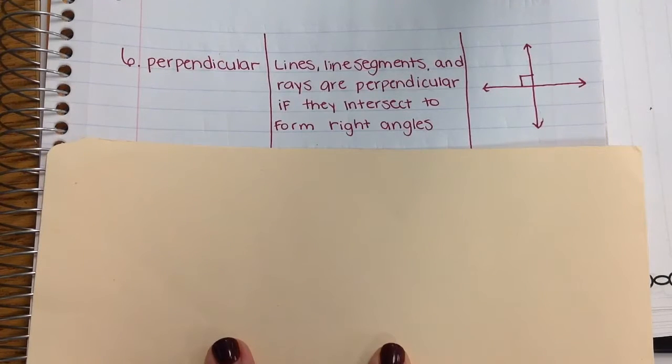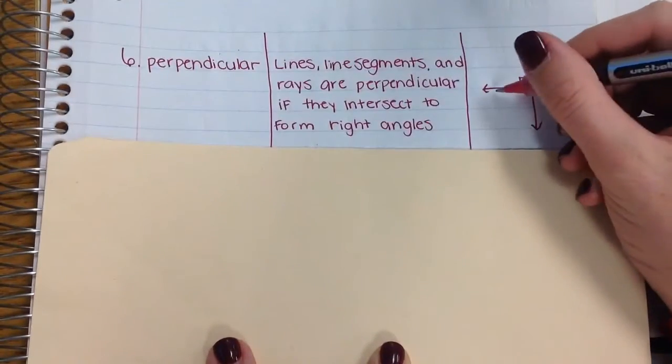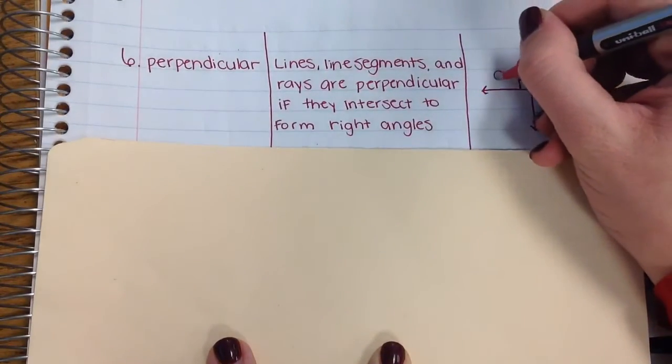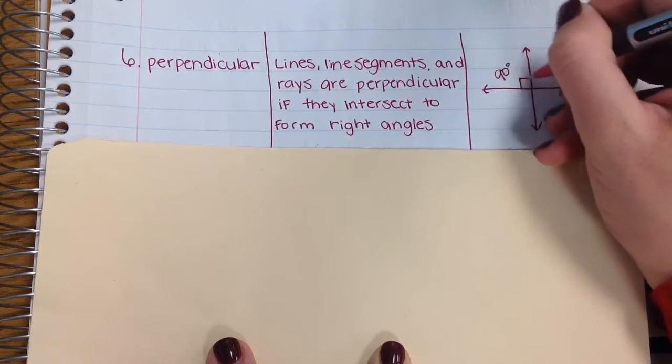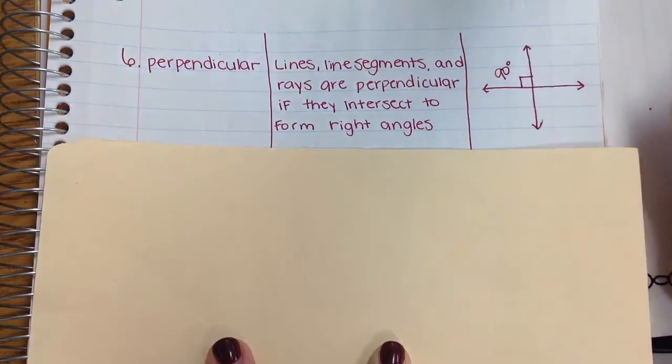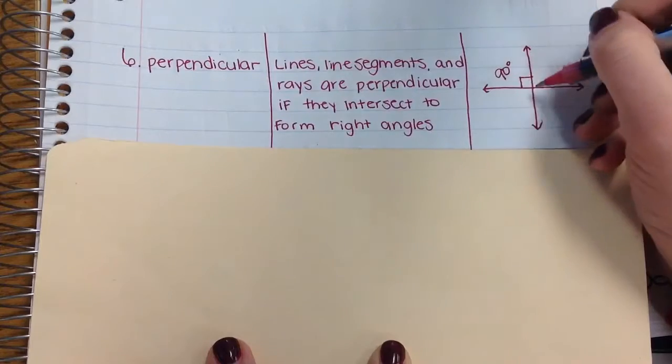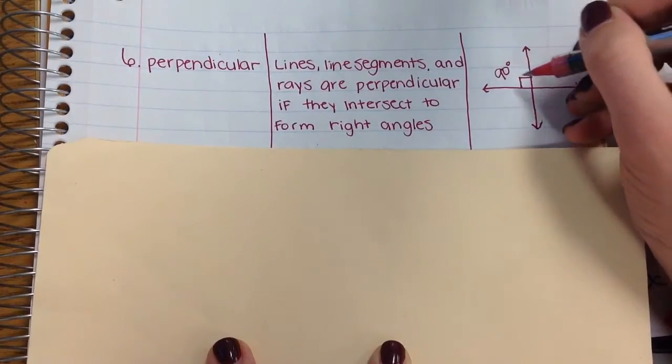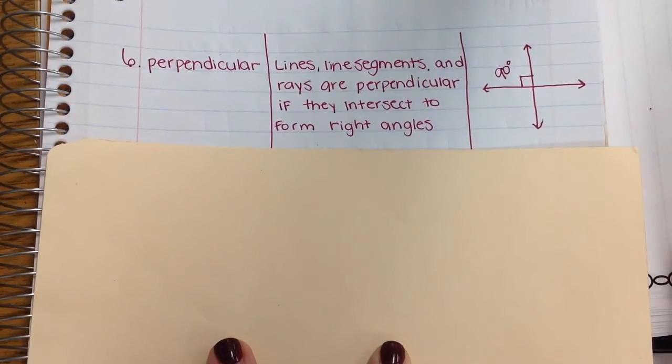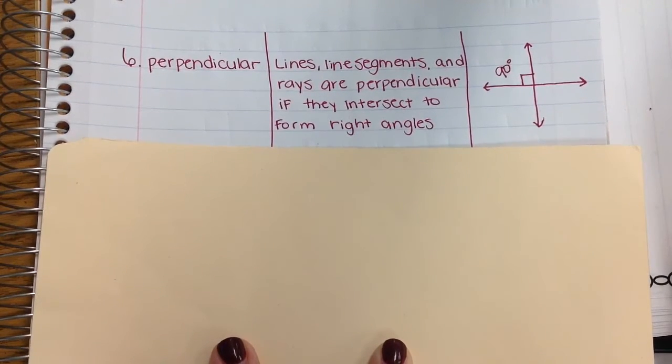Your next word is perpendicular. Perpendicular lines are line segments and rays that form right angles when they intersect. And a right angle is exactly 90 degrees. And we will talk about that when we get to angles, but basically it forms an L, or you can draw a perfect square where the lines intersect. Pause your video and press play when you're ready to begin again.